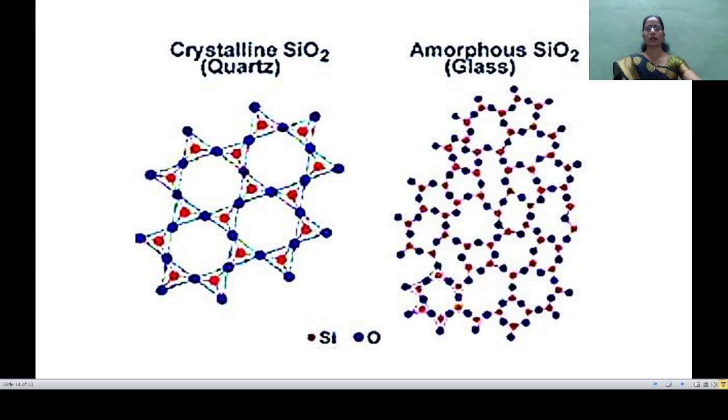Now observe the arrangement of constituent particles in quartz. Here you will observe that all the particles are arranged regularly and repeatedly. But in the glass, the constituent particles are not arranged regularly. Again, there is no periodic arrangement of these particles. Thus, quartz is the crystalline form of silica, while glass is the amorphous form of silica.